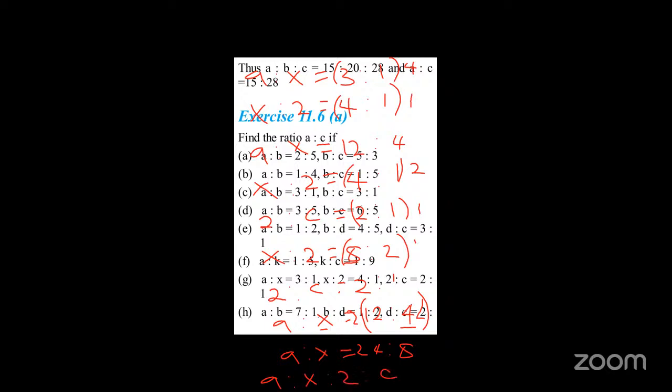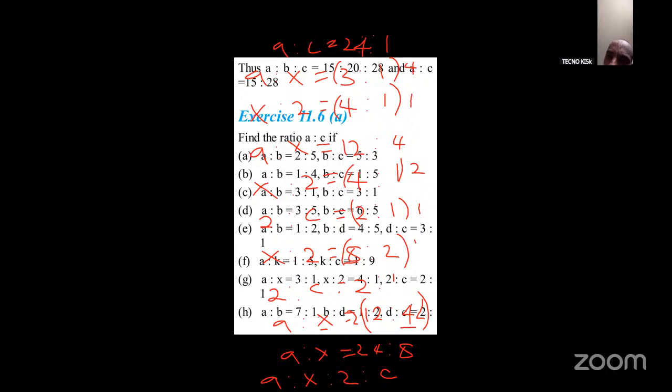A 24, X ni 8, 2 ni 2 and C is 1. So since we need the value of A ratio C, A ratio C itakuwa ni 24 to ratio 1. And that one becomes your final answer.